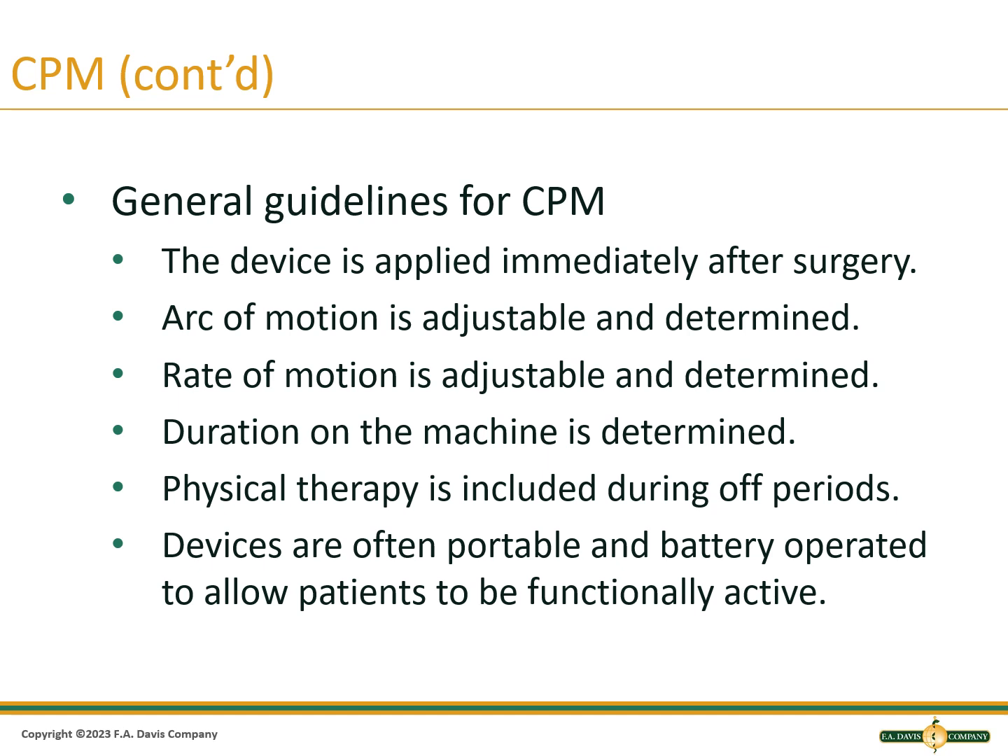General guidelines include that the device is applied immediately after surgery. The arc of motion is adjustable and determined at a preset amount, and so we try to make sure that we have appropriate orders for increasing that amount as the patient recovers. Rate of motion is adjustable and determined, and that's probably a preset that you'll receive from the surgeon. The duration of the machine's use is determined usually on either a length of time or the length of time required to get to a set amount of degrees.